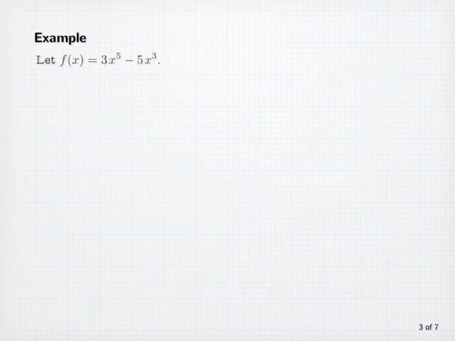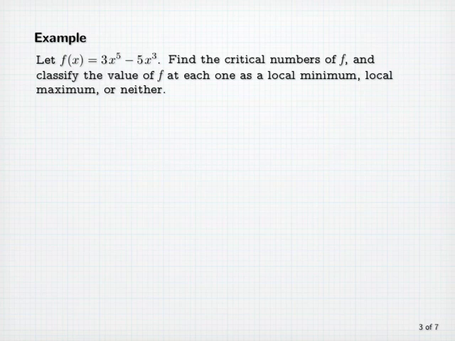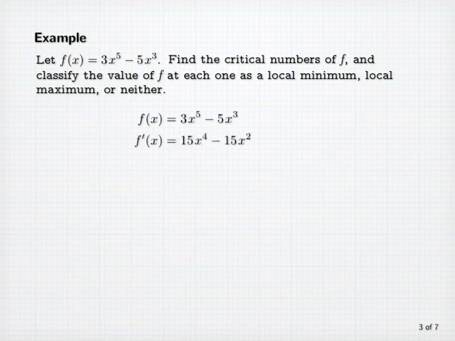Example. Let f of x equal 3x to the fifth minus 5x cubed. Find the critical numbers of f and classify the value of f at each one as a local minimum, local maximum, or neither. So let's take the derivative using the power rule. F prime of x equals 15x to the fourth minus 15x squared.